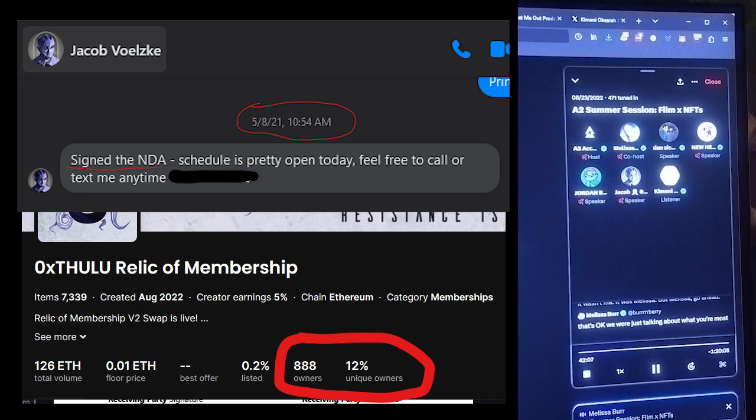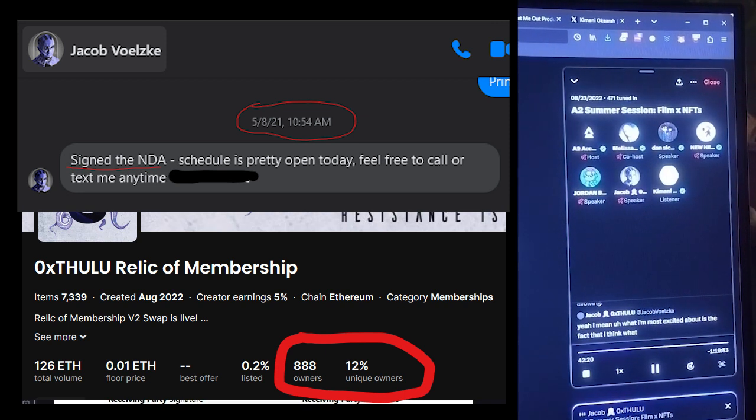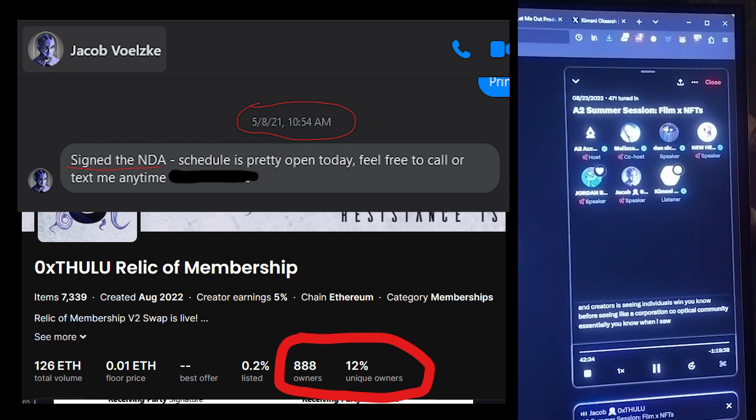That's okay. We were just talking about what you're most excited about as it pertains to film and NFTs in general, for the future of how you see the space evolving. Yeah, what I'm most excited about is the fact that what brought me here, what brought most of us here as independent collectors and creators, is seeing individuals win before seeing a corporation co-opt a community, essentially. When I saw individual artists like, oh wow, I sold my mint for $4 or $4,000 or for like 4 ETH, 5 ETH or something like that.